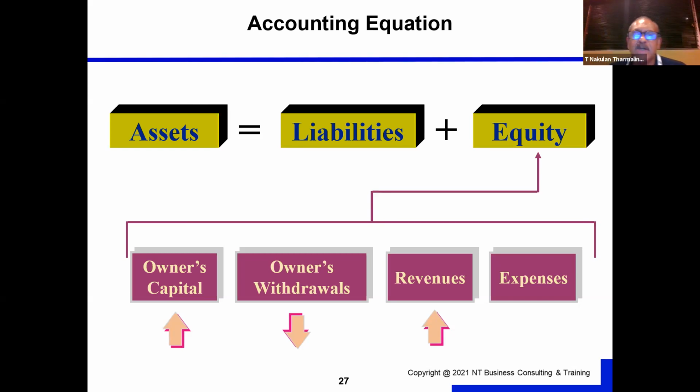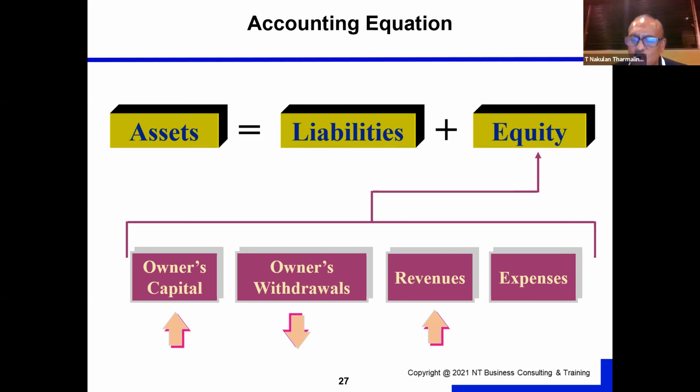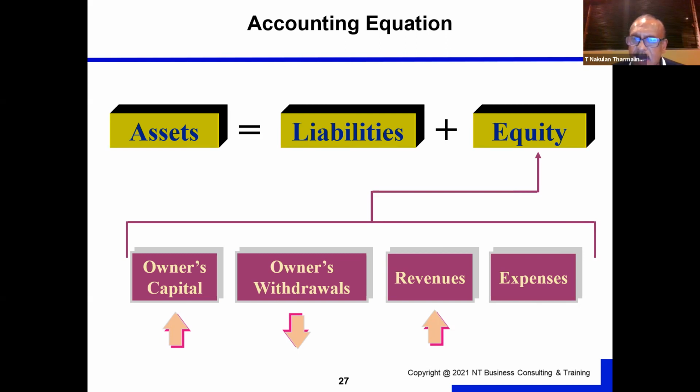Let's put some numbers to it. Say your asset is 5. Liability is 3. Equity is 2. That's the fundamental equation. So if your asset is 5, your liability is 3, and your equity is 2, then asset minus liability, which is 5 minus 3, equals 2, which is your equity.